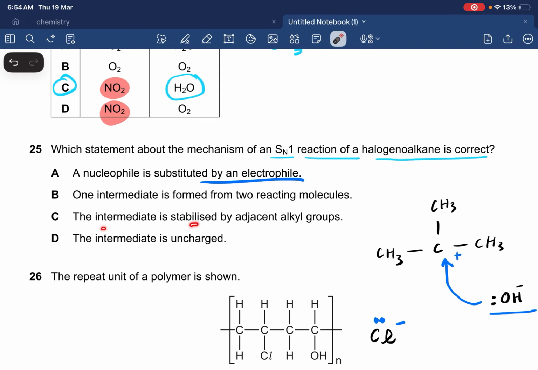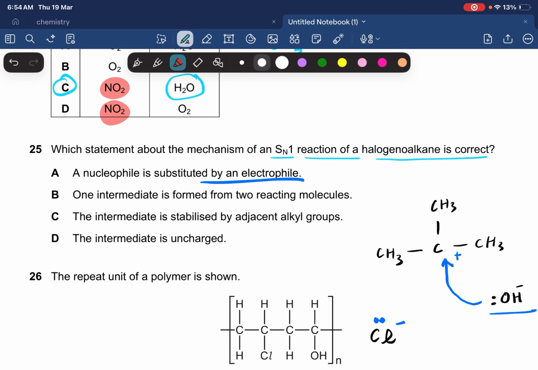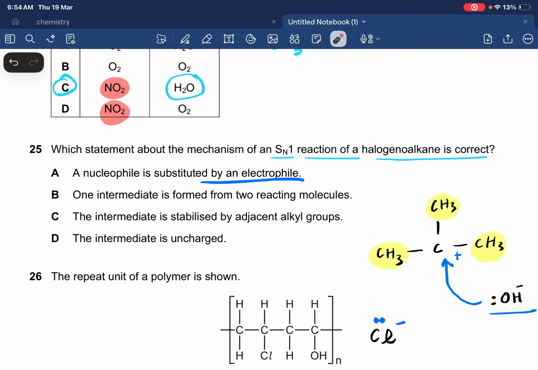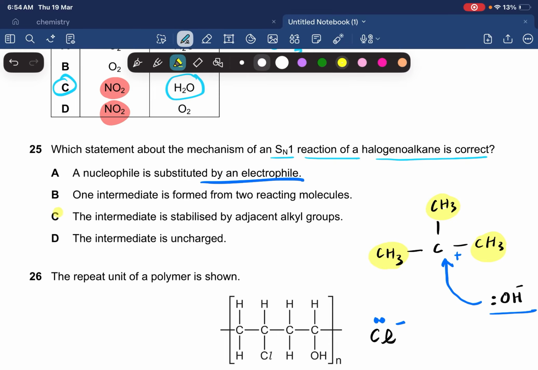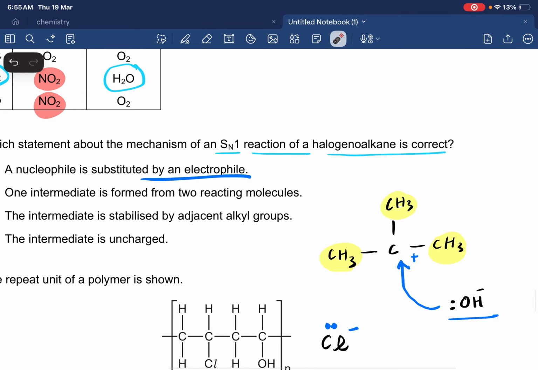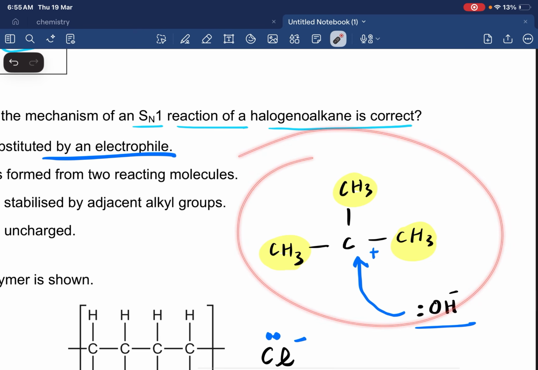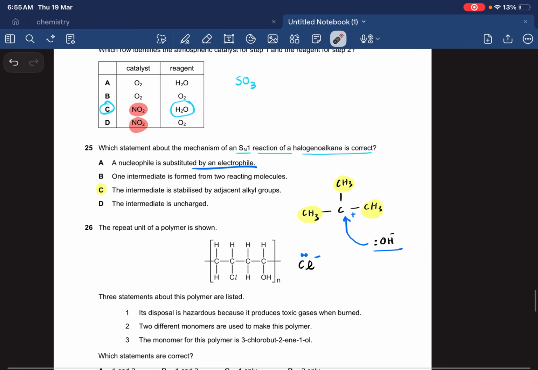The intermediate is stabilized by adjacent alkyl groups. That's correct, because there are three alkyl groups in a tertiary halogenoalkane. So one group, two groups and three groups, and you know that alkyl groups are electron donating groups. That's why they have a positive inductive effect. That's why a tertiary carbocation is more stable than a primary or secondary one, because it has more alkyl groups attached to it. So this option makes sense to me. I'm going to read the next one. The intermediate is uncharged. Who said it's uncharged? It's charged because the intermediate is a carbocation, so it has a positive charge on it.